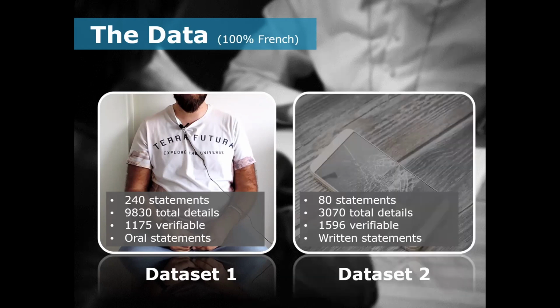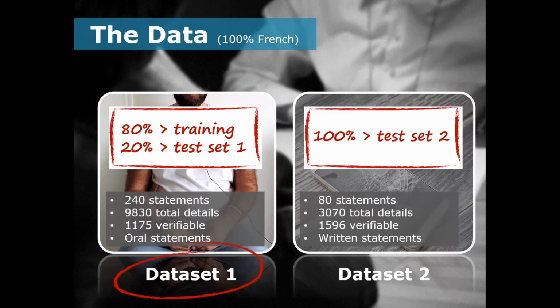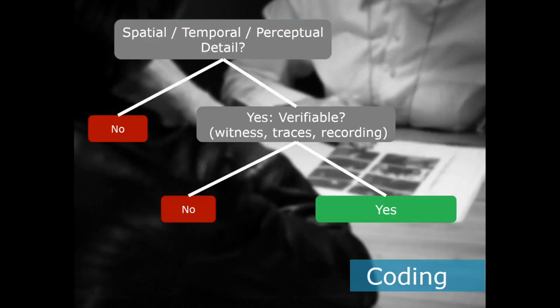Whereas data set 2 was totally different, because it's a small data set, only 80 statements, but it was in an insurance claim setting where participants provided written statements right away. So 2 different data sets, and because of the differences in their sizes, we used data set number 1 to perform the training of a machine learning model with 80% of the data, and 20% used as test set number 1. And data set 2, given it was a small data set, was entirely used as a second test set.